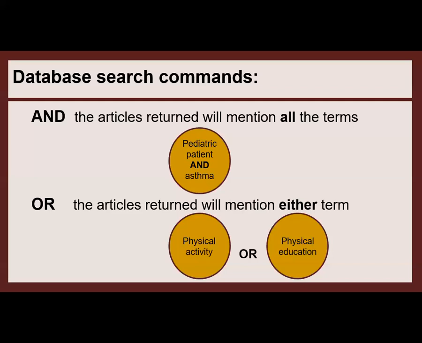The command or is very useful when you have multiple terms for your concepts, because the database is only going to bring articles that mention the specific words you type in the search box. If an author used the term physical education instead of physical activity, and you only typed physical activity into the search box, the database will not return the article that uses the term physical education. Identifying alternate terms for your concept is also a great strategy to use when you do not return that many results from your initial search string.